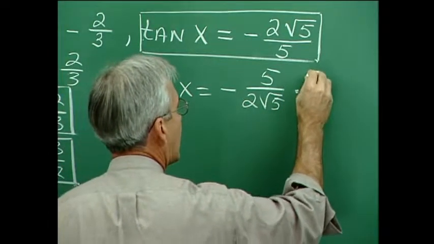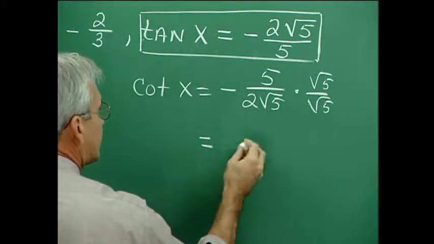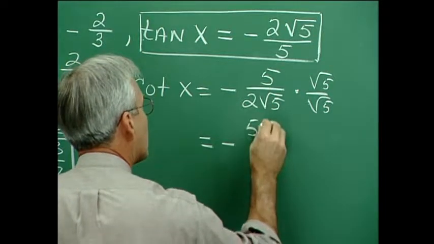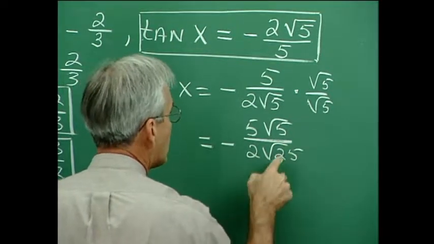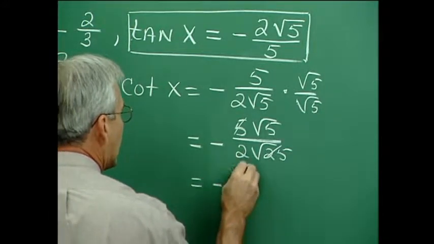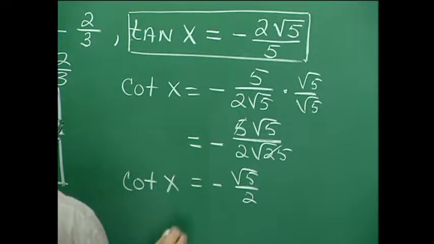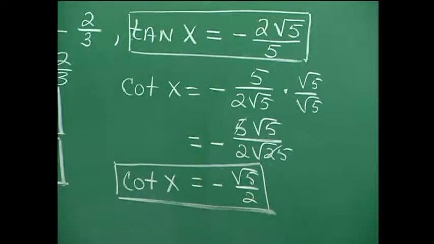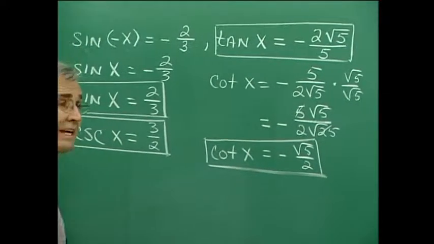If I multiply here by root 5 over root 5 in order to rationalize, then I'll have negative. Let me show all the steps here. This is 2 times the square root of 25, which is 5, and this goes out with that. So we have negative root 5 over 2 for cotangent. Now we're ready to find what's missing here. We have sine, cosecant, tangent, cotangent. We need cosine and secant.